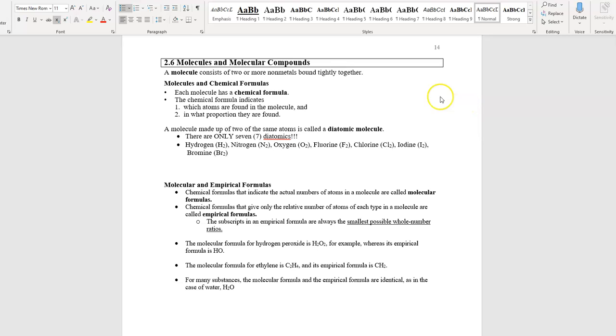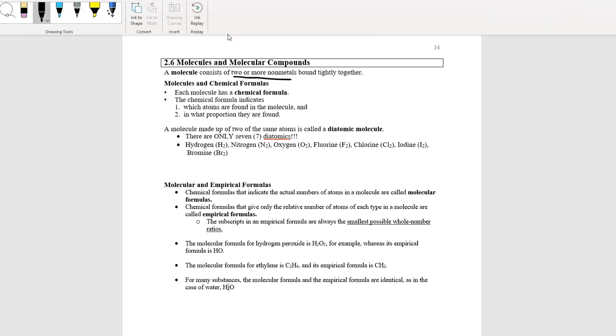All right, hello AP. 2.6 is talking about molecules and molecular compounds. First of all, make sure you understand the difference between a molecule and a compound. A molecule is usually two or more nonmetals that are bonded tightly together. Usually compounds, we refer to as ionic. Now you can call a compound also molecular, but you can't call a molecule a compound.